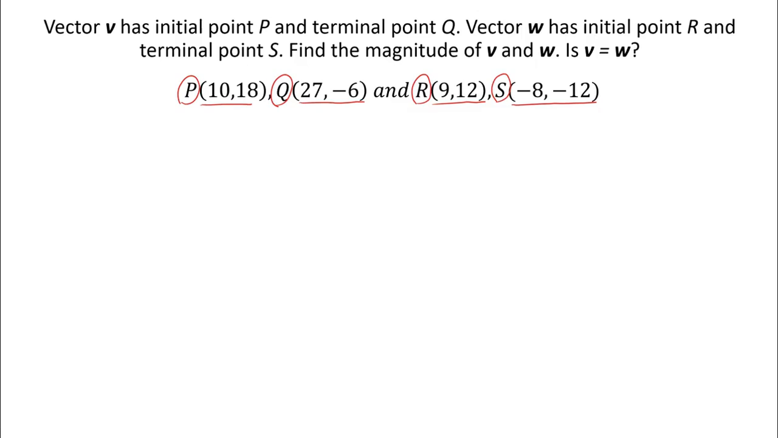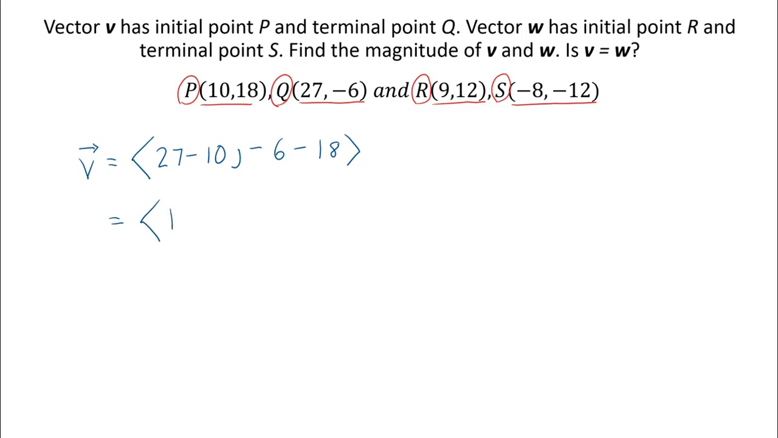The first thing I'm going to do here is take vector v and put it in component form, and vector w and put it in component form. Because what we're going to find out is from component form, we can determine if v is equal to w, and we can determine the magnitude pretty easily. So I'm going to put vector v in component form. From the previous example, we know that vector v in component form is equal to the terminal x minus the initial x, comma, the terminal y minus the initial y.